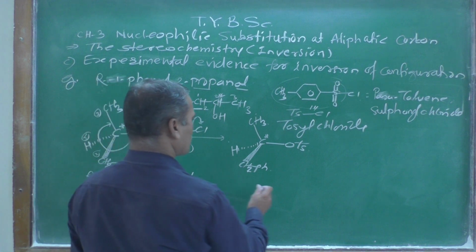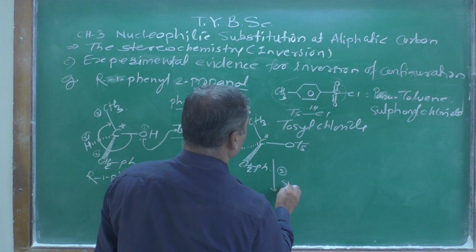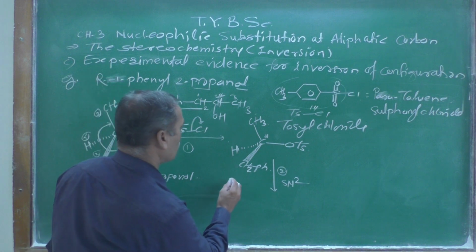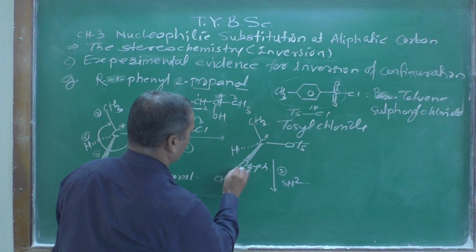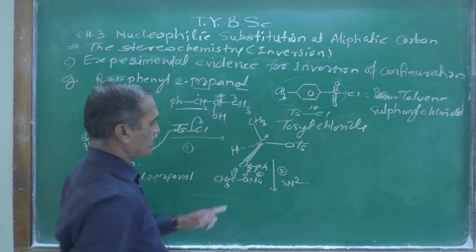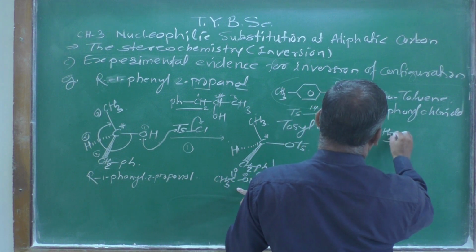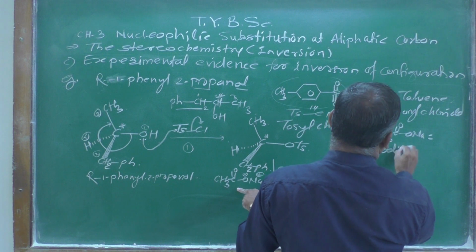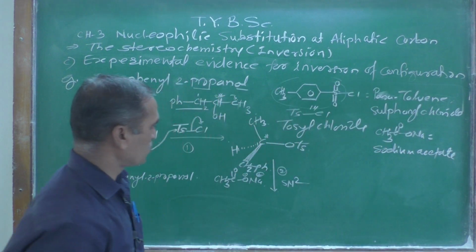Now what is going to happen in the second step, that is an SN2 reaction. Here I am treating with a weak nucleophile like this one, CH3, C double bond O, Na, with a negative charge and positive charge. This is called sodium acetate. The name of this compound is sodium acetate.